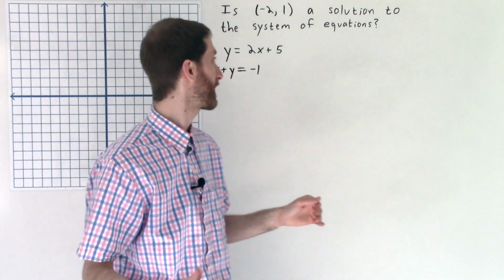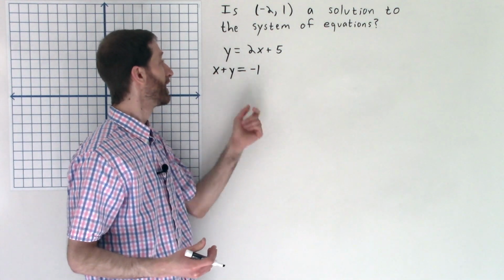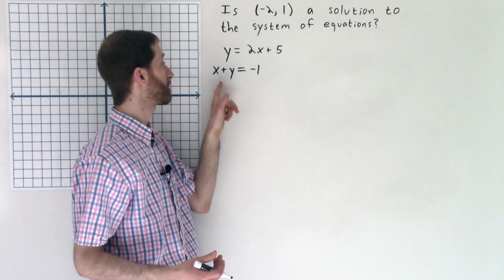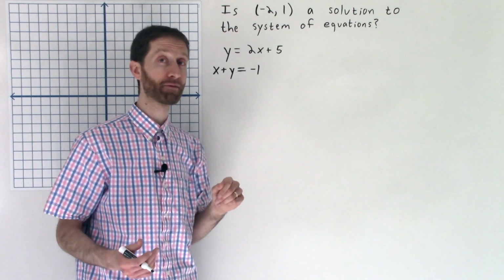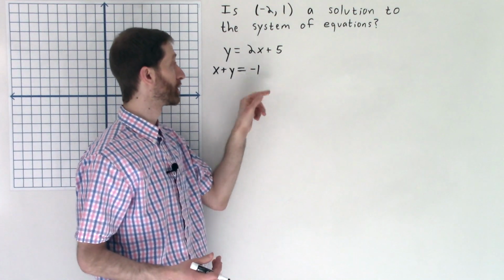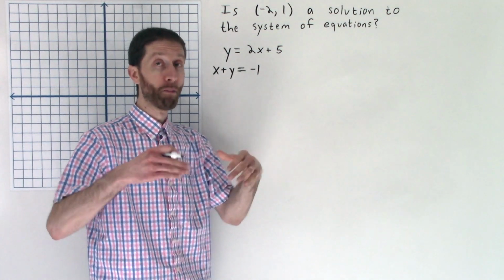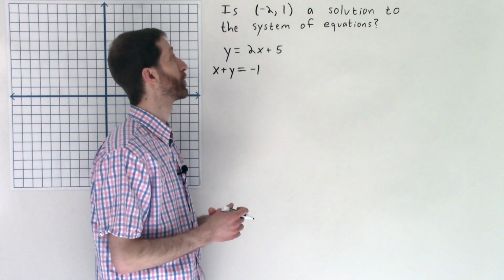That's it. So I've actually given for you right here a system of linear equations. You have y equals 2x plus 5 and something not quite written in slope-intercept form, x plus y equals -1. Both of which are linear equations, so we have a system, more than one, linear equations.